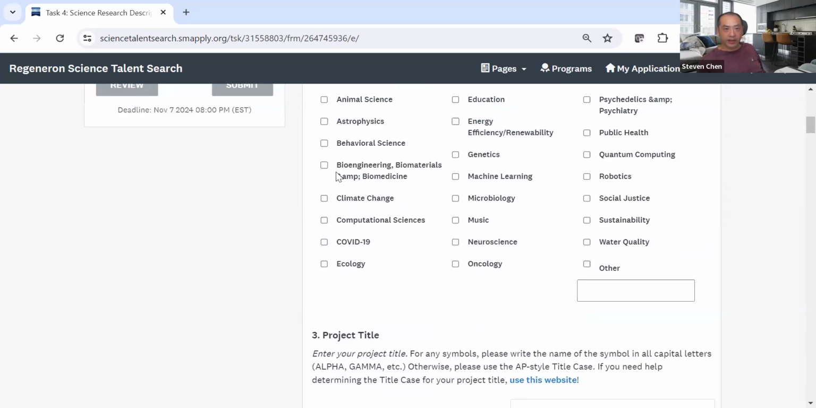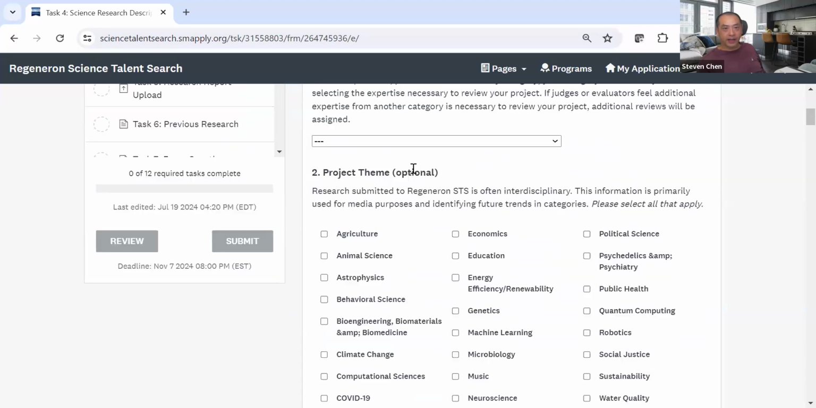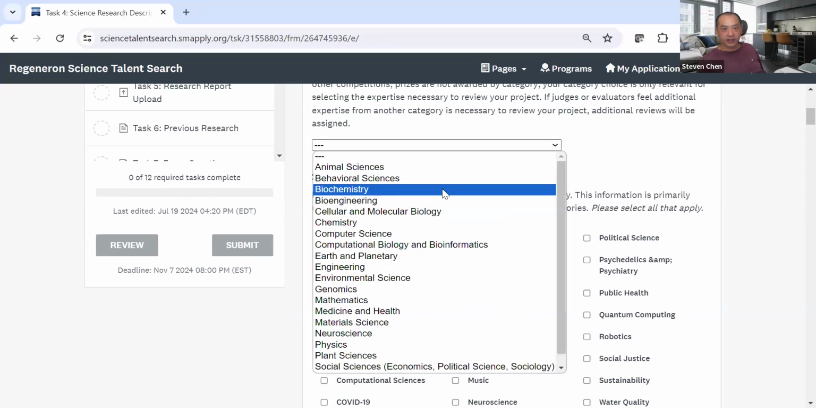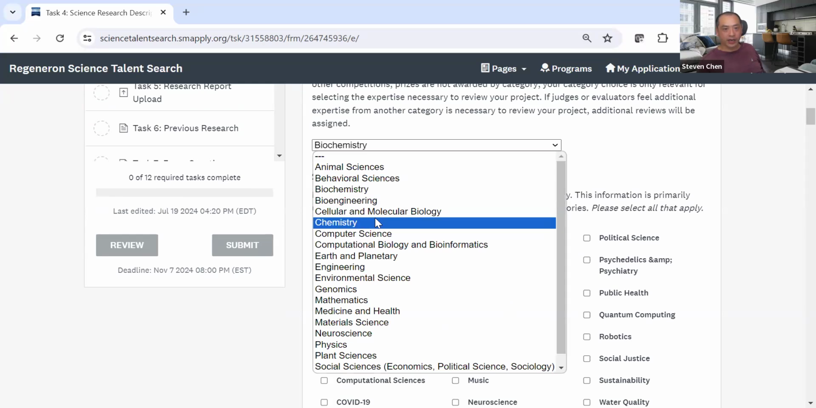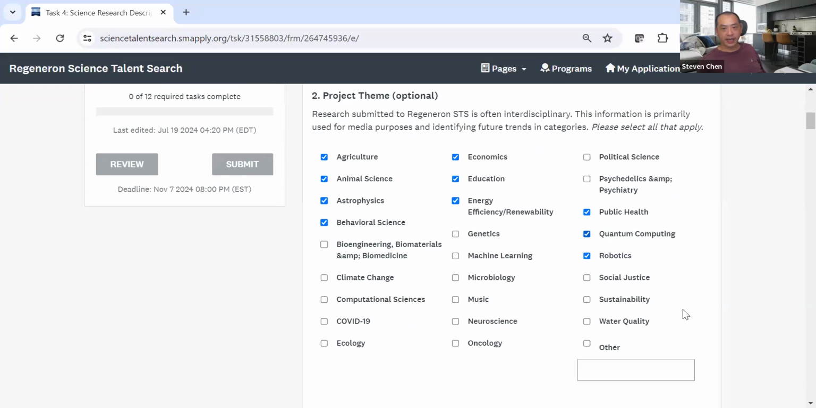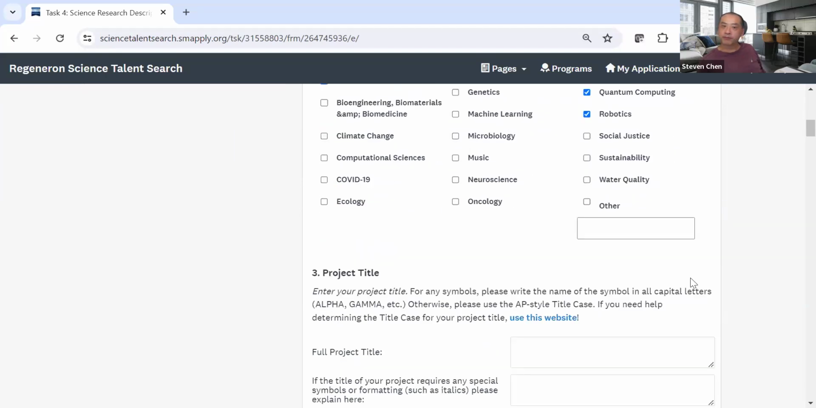And for the project theme, unlike the category, where you must select only one, for instance, if I select biochem, I cannot also select a second one like chemistry. You can only select one. But for the project theme, you see that I can select as many as I like. So basically, if your research spans multiple themes, just select all those that apply.